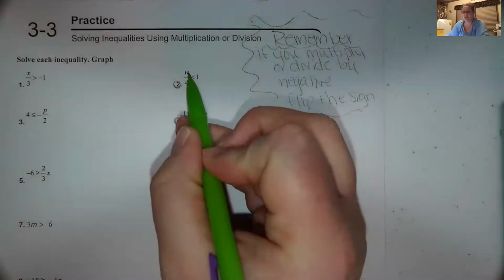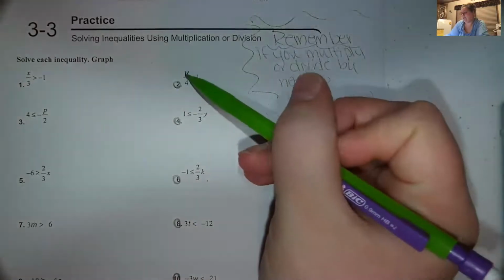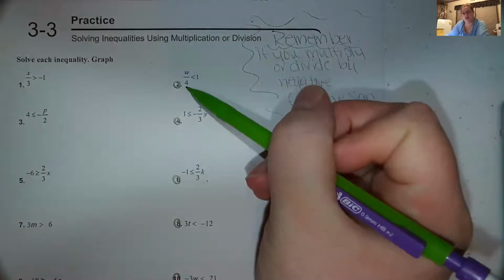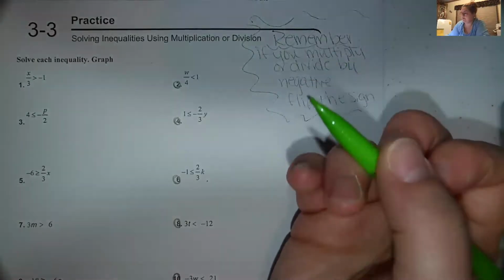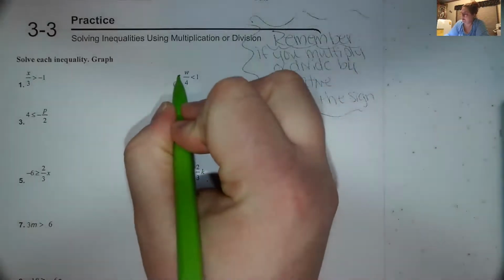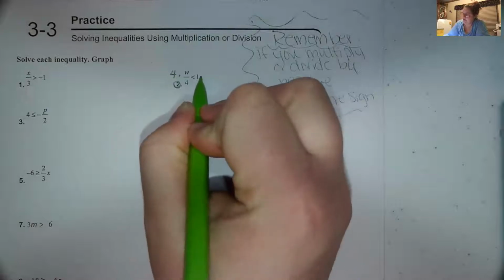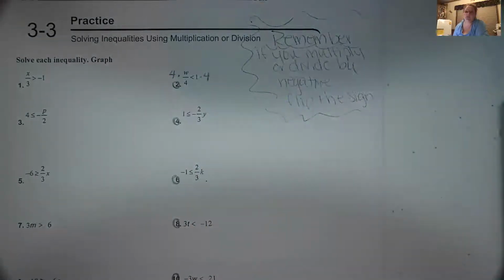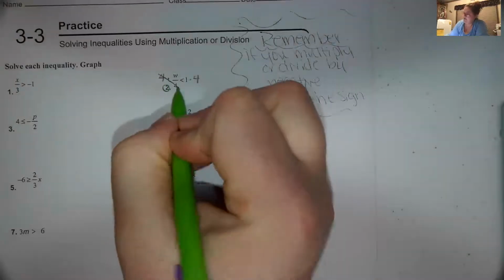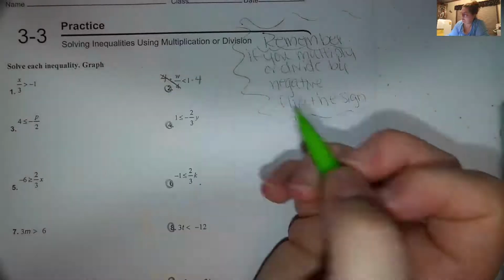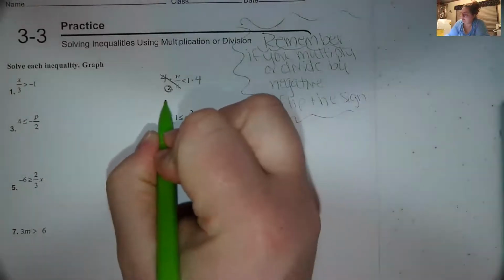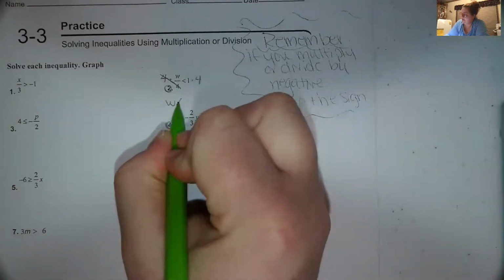Okay, so we want to get W by itself right now. What is W doing with 4 right now? Well, it's dividing. You got to do the opposite of that. So what's the opposite? Well, we got to multiply. So whatever I do to one side, I have to do to the other. So I'm going to multiply by 4 on both sides. Okay, those are now gone. They cancel each other out. So I'm left with W less than.